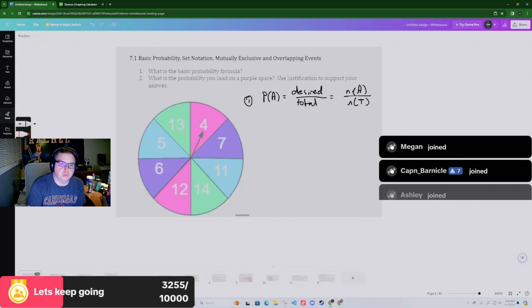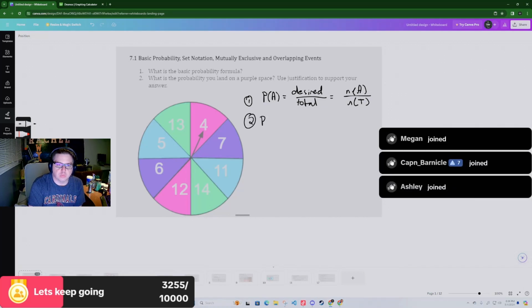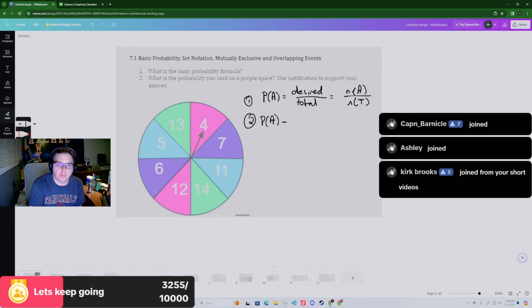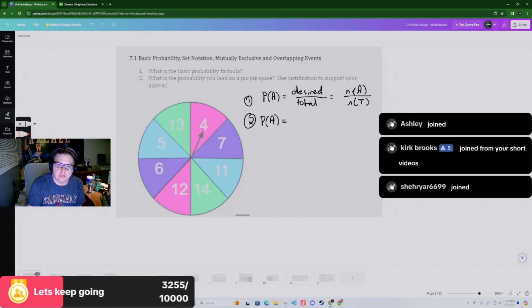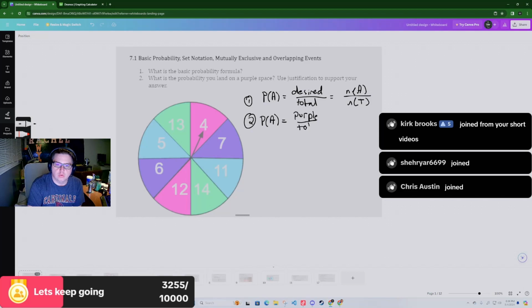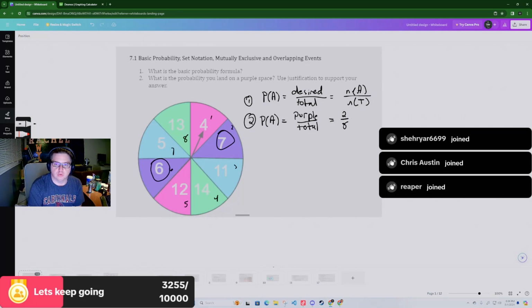Now, number two, it's asking us what is the probability you land on a purple space. So our desired is going to be purple over total. So purple spaces, I'm going to consider 6 and 7. These are the purple. I'd assume those are the pink. So we have 2 out of 1, 2, 3, 4, 5, 6, 7, 8 spaces. So we're going to do 2 out of 8.